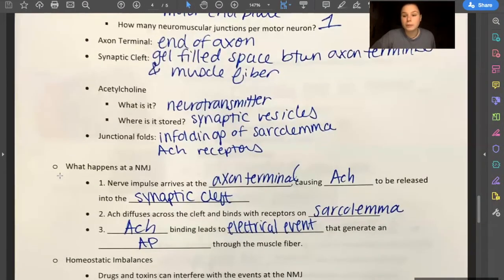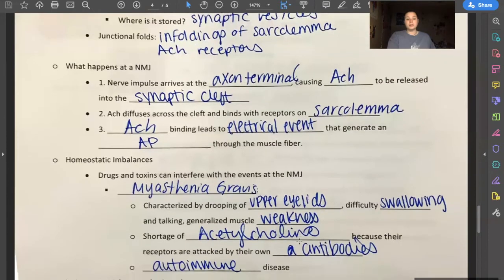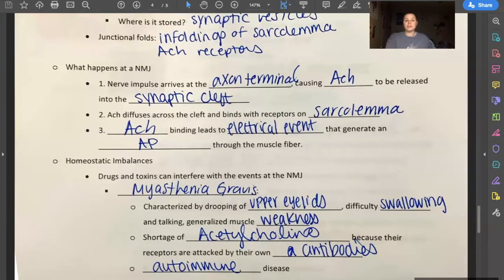Okay, so now we're going to talk about some weird stuff: homeostatic imbalances, when things don't work like we want them to work. Drugs and toxins can interfere with the events at the neuromuscular junction. Myasthenia gravis is an autoimmune disease characterized by upper eyelid drooping, difficulty swallowing and talking, and generalized muscle weakness. This is because of a shortage of acetylcholine, and their receptors are attacked by their own antibodies. That's why it's an autoimmune disease. So we don't have as much acetylcholine, and we're not doing simple things like moving eyelids, swallowing, and general muscle movement as well.